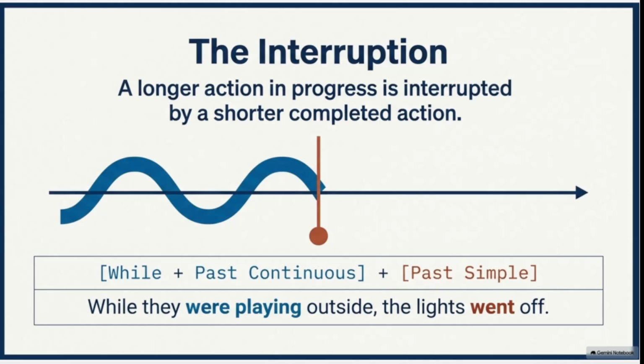We can think of the structure like this. While plus past continuous plus past simple. For example, while I was sleeping, the phone rang. I was sleeping for a period of time. Then the phone rang and interrupted my sleep. Another example is, while we were walking, it started to rain. The walking was in progress. Then the rain started. This is an important pattern to remember. Longer action equals past continuous.